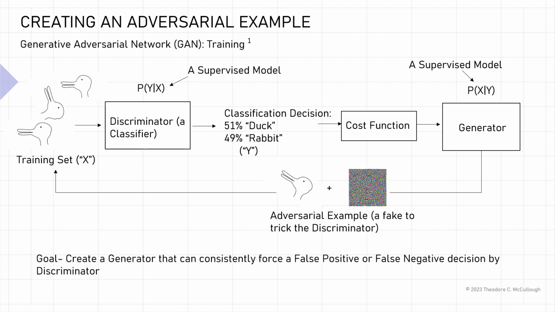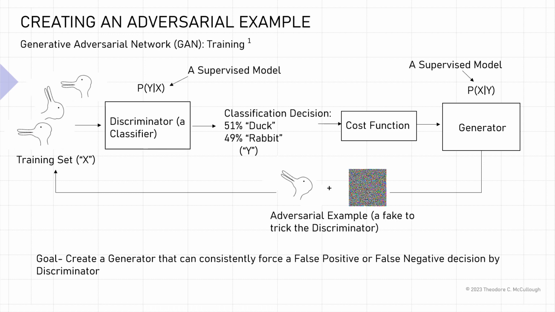Used together, the goal of this GAN is to create a generator that consistently forces a false positive or false negative decision by the discriminator. In terms of the steps of how this works, basically the discriminator is trained to classify relatively well, and once trained, it's frozen. And then the generator is fed noise and an approximate distribution of x values that are then used to create an adversarial example.